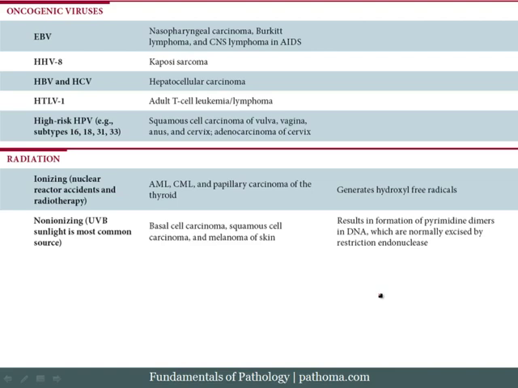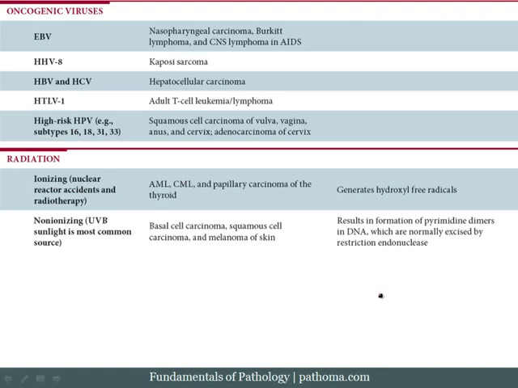And then finally, high-risk HPV, subtypes 16, 18, 31, and 33, those are associated with squamous cell carcinoma of the vulva, vagina, anus, and the cervix. And they're also associated with adenocarcinoma of the cervix. And so these are some high-yield viruses that are associated with tumors, and you're going to hear about most of these viruses again when we do systemic pathology. So really what I'm doing here is I'm just planting a seed in your mind, and I'm going to water it a little bit later. So those are the oncogenic viruses that are associated with tumor formation.